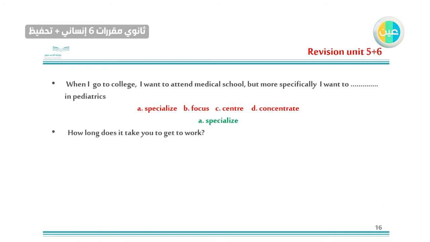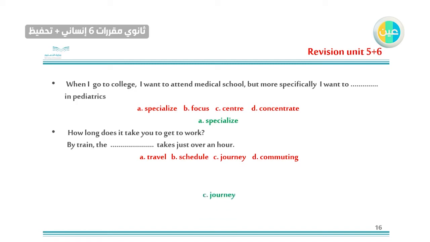How long does it take you to get to work? By train, the takes just over an hour. So, travel, schedule, journey, or commuting. Which word of these means a ride or drive? Good job. Journey.